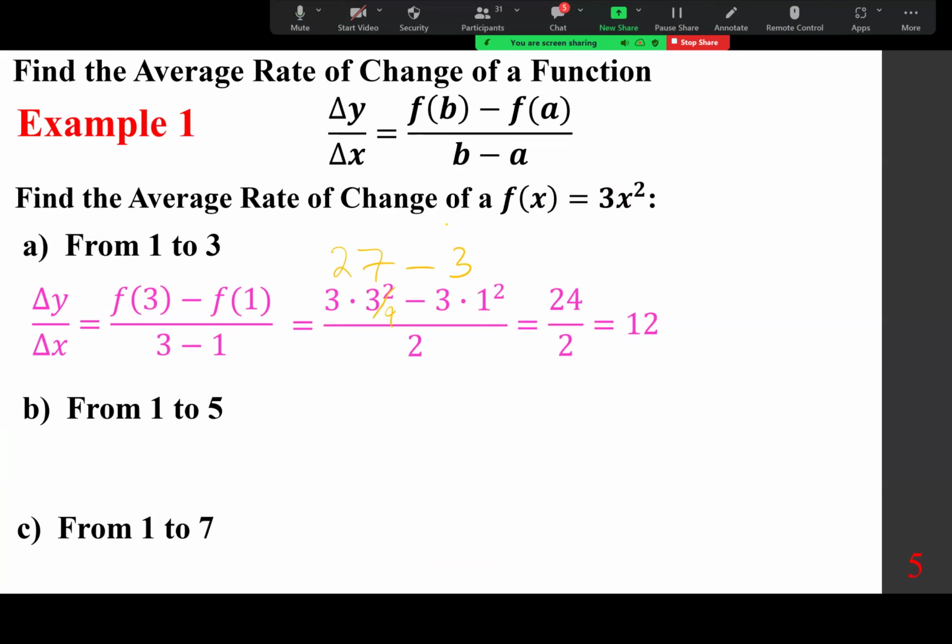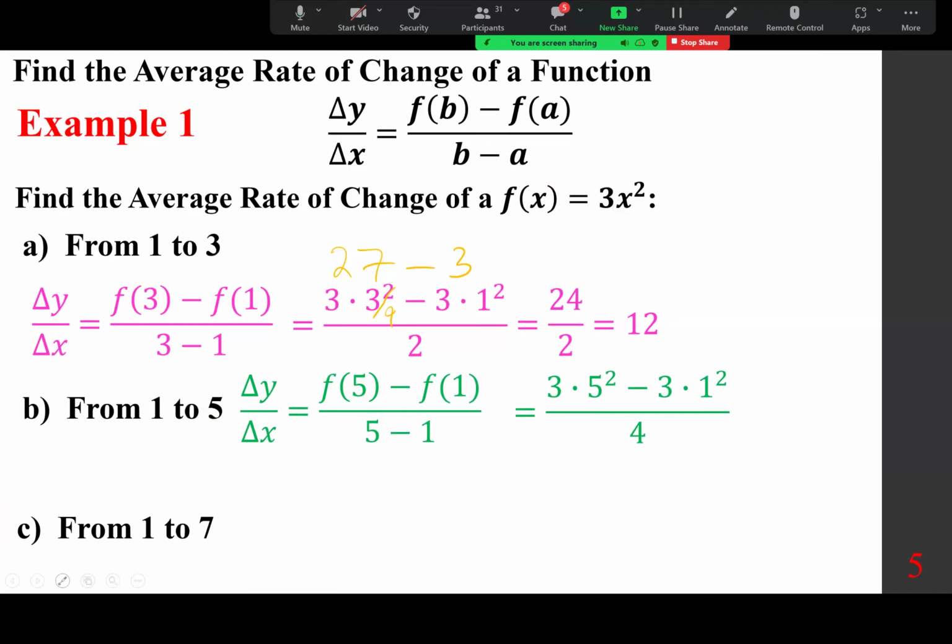(24 over 2 equals 20). From 1 to 5, the same thing. You plug in 5 and 1, so f of 5 minus f of 1 over 5 minus 1. So 3 times 5 squared minus 3 times 1 squared. Bottom is clearly 4. Three times 25, 75. Minus 3, 72 divided by 4 is 18.